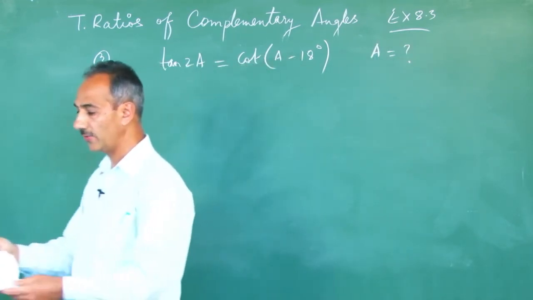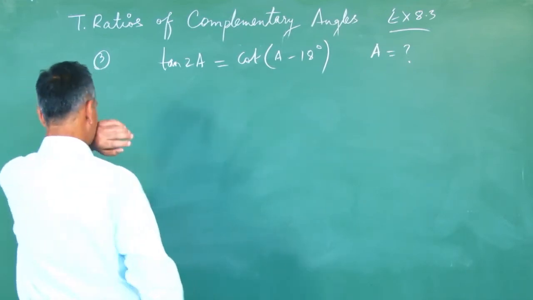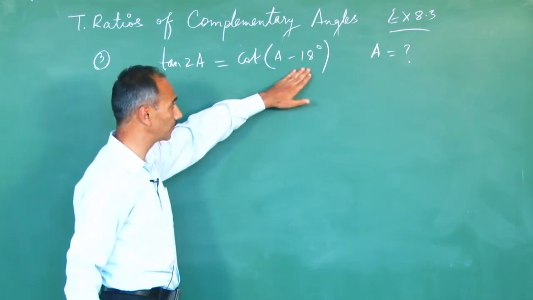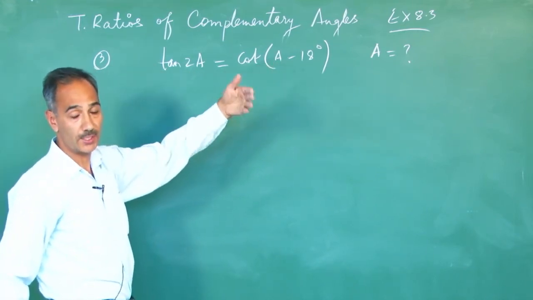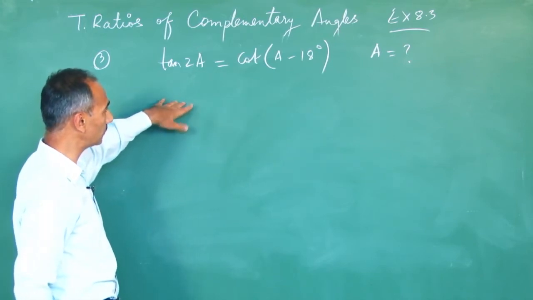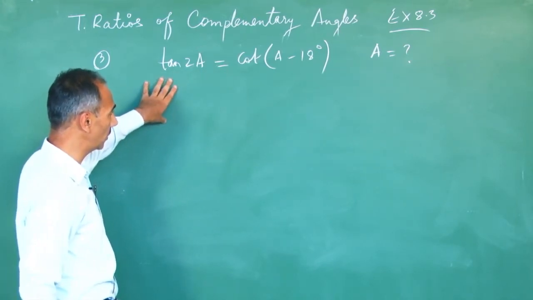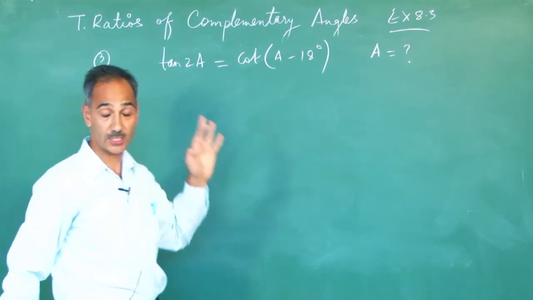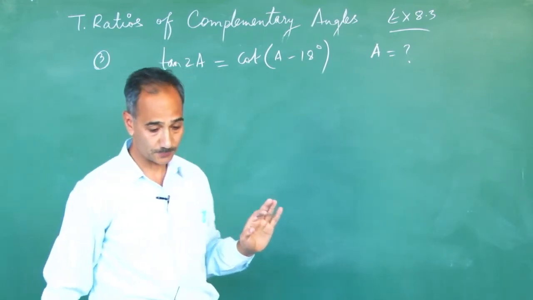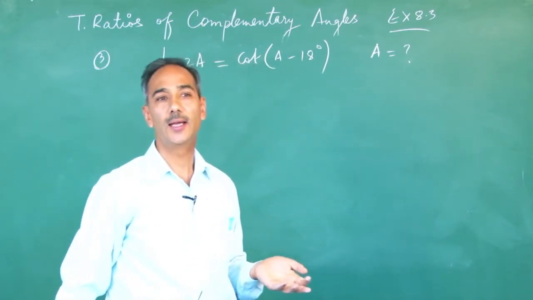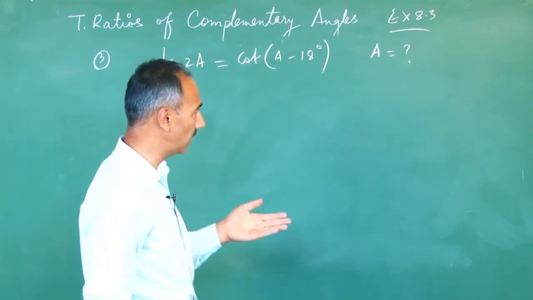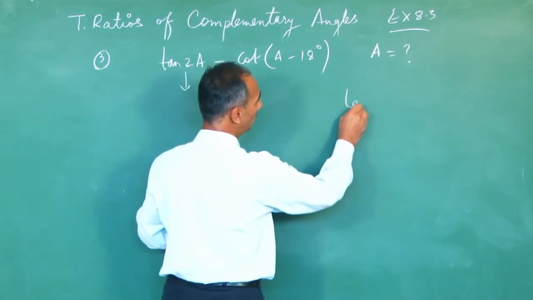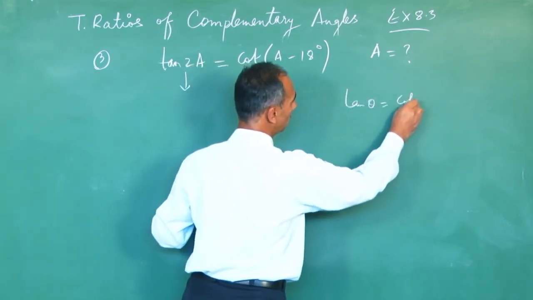You are asked to find the value of a. Now 2a is acute, 18 is also acute. If 2a is acute, a is also acute. Now this is a trigonometric equation. The T ratios are tan and cot, but tan could be expressed in terms of cot, taking help of the reciprocal result or the complementary result. I am taking the complementary angle result. So I will express tan in terms of cot. We know tan of theta is cot of 90 minus theta.